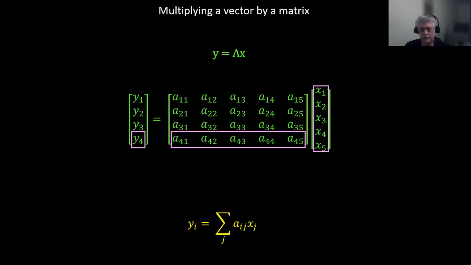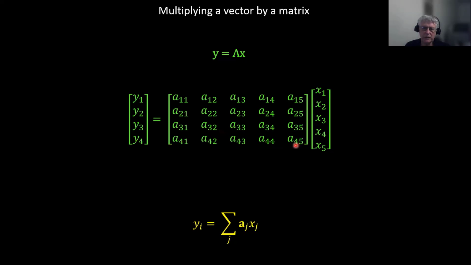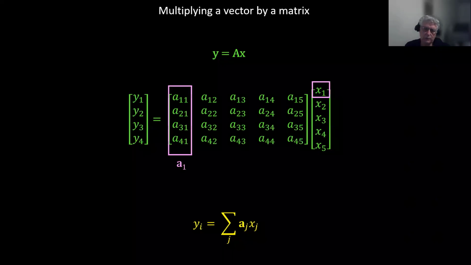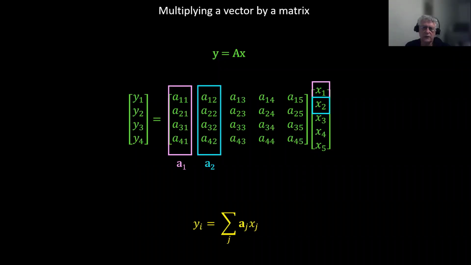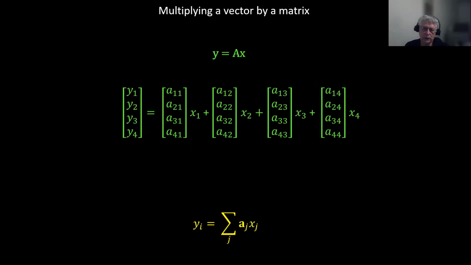You can look at it another way too. We can say this matrix A can be divided into column vectors: column vector A1, column vector A2, etc. And if we multiply each one of those column vectors by the respective element of the vector, and add it all together, we get the vector y. And that's signified by this yellow equation here. So we can look at multiplying a vector by a matrix in those two different ways. Which way you look at it is a matter of convenience.